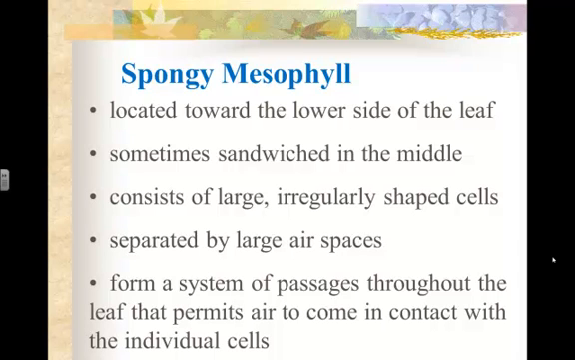So spongy mesophyll is located usually in the lower part, although there are some leaves that would have a palisade, then a spongy, and then another palisade, but that's not the usual. It consists of large, irregularly shaped cells, and they have lots of air spaces in them. Those air spaces form passages in the leaf that allow the air to come in so that the cells are exposed and can give oxygen out and take in carbon dioxide, and also where the water coming up by way of the xylem can get in those spaces and give each cell the water that they need.